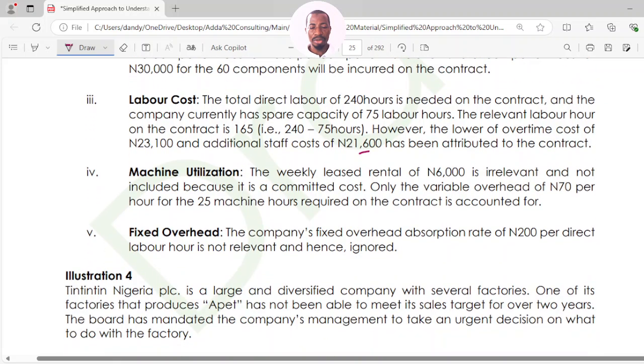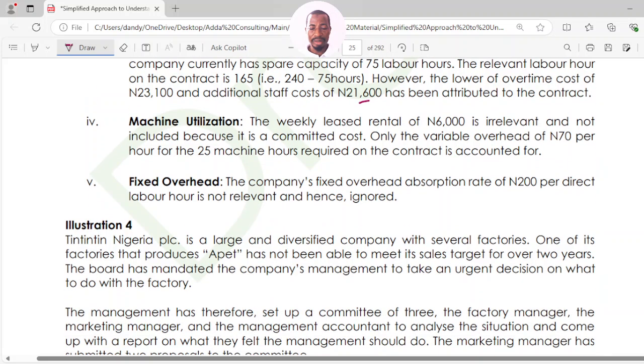Then number 4 assumption is the machine utilization. The weekly leased rental of 6,000 naira is irrelevant and not included because it is a committed cost. Only the variable overhead of 70 naira per hour for the 25 machine hours required on the contract is included. Then finally, fixed overhead. The company's fixed overhead absorption rate of 200 naira per direct labor hour is not relevant and therefore ignored. That's the end of the question.